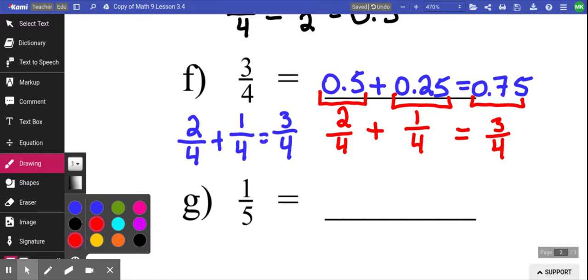1/5. 1/5 is one that you're going to have memorized. 1/5 equals 0.2. You're just going to have that one memorized.